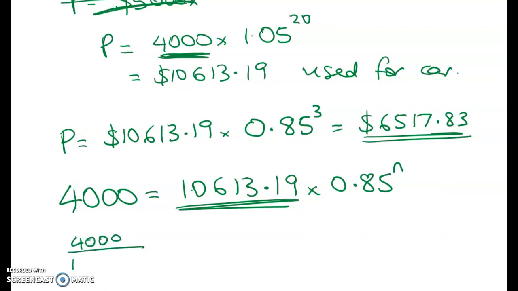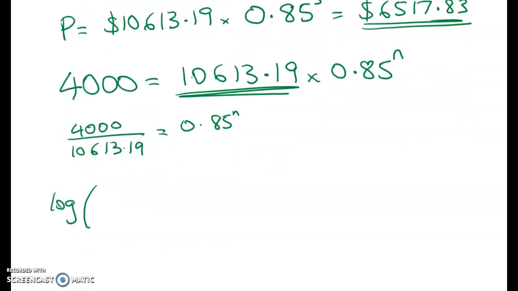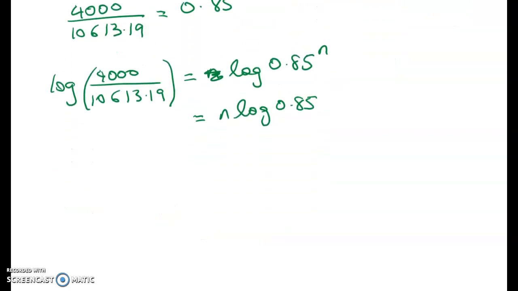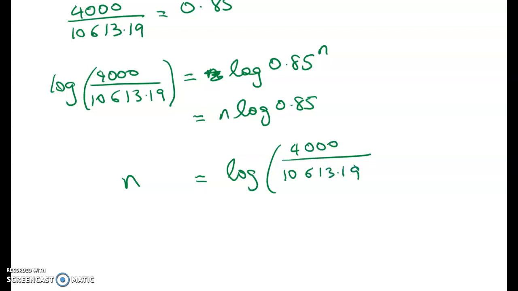So we divide both sides through like this, and then we take logs of both sides. You can put these numbers into your calculator earlier, but I'm just going to leave it like this. And I'll do it a bit slower here. So again, we've got log of 0.85 to the power of n. That's the same as n log of 0.85. So n is equal to the log of this divided by the log of 0.85.